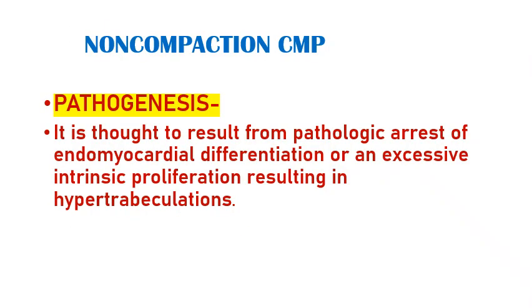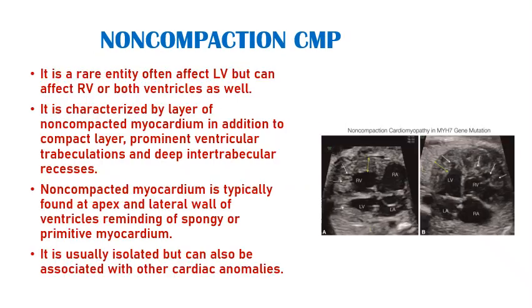Non-compaction cardiomyopathy is due to pathologic arrest of endomyocardial differentiation or an excessive intrinsic proliferation resulting in hypertrabeculation. It is a rare entity, often affecting the left ventricle but it can affect the right or both ventricles as well. It is characterized by a layer of non-compacted myocardium in addition to the compact layer, prominent ventricular trabeculations and deep intertrabecular recesses.